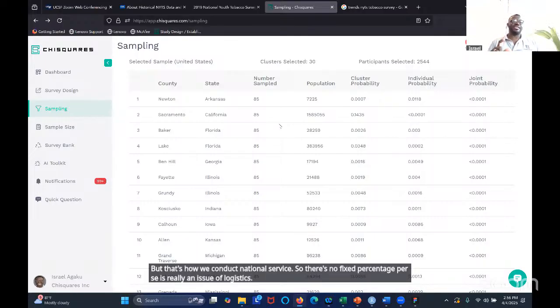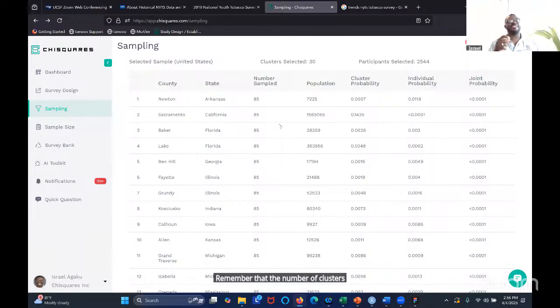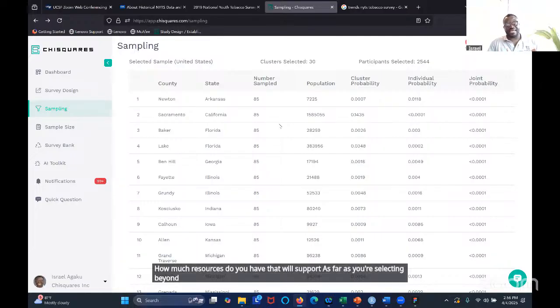Remember that the number of clusters doesn't have anything to do with validity. It has everything to do with precision, right? So the question is, how much money do you have? How many resources do you have that will support it? As far as you're selecting beyond the minimum number that is stipulated by the NCHS guidelines, the remainder is really a function of how much resources you have in terms of time and money, right?